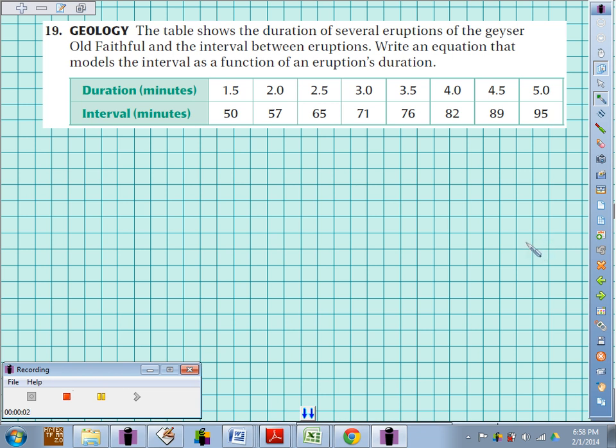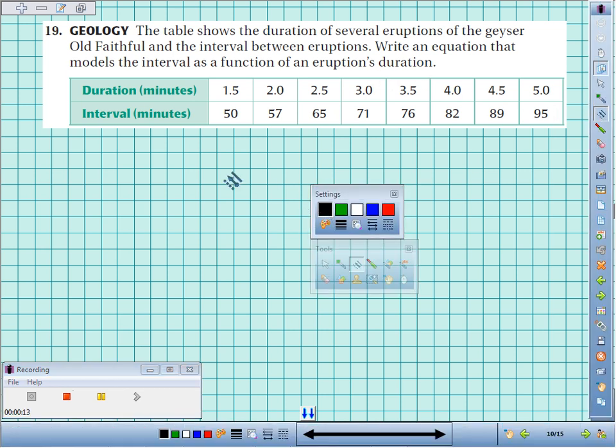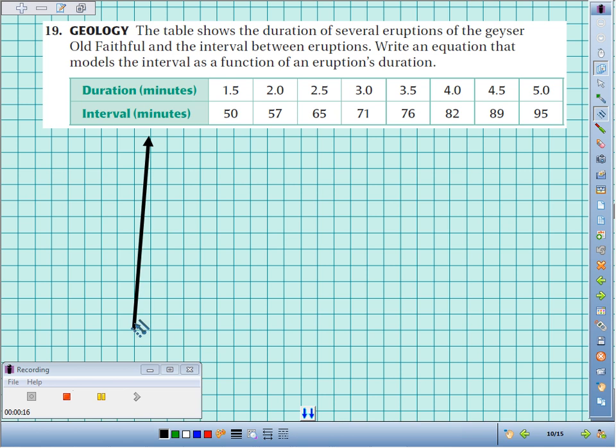Number 19, the table shows the duration of several eruptions of the geyser Old Faithful and the interval between eruptions. Write an equation that models the interval as a function of an eruption's duration. So the first step in doing that, we want to find out, can we even do it? Is there a correlation? So we'll make a scatter plot.